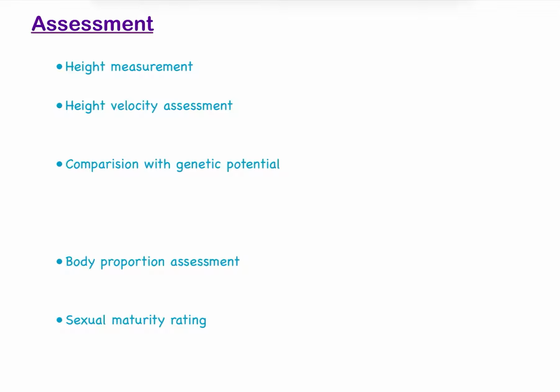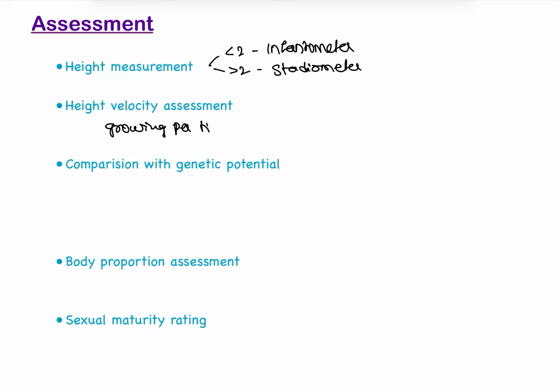Assessment. How do you assess the child with short stature? First, we have to measure the height. Height is measured in children less than 2 years with an infantometer. In children more than 2 years, a stadiometer. Height velocity assessment. Height velocity is how much a child is growing per time. It is indicated in centimeters per year. If there is a decrease in height velocity, it indicates a pathological cause.